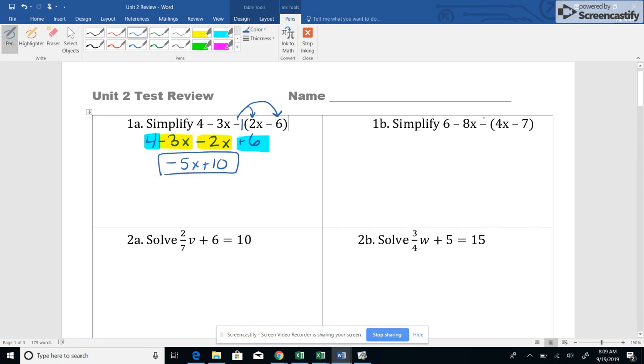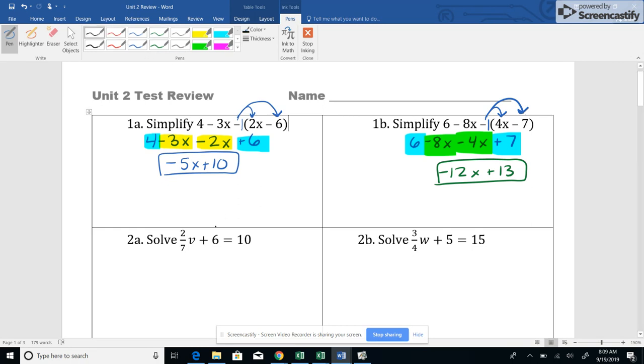Over here on 1b, same thing. I'm going to distribute negative 1. So I have 6 minus 8x. Negative 1 times 4x is minus 4x. Negative 1 times negative 7 is a positive 7. So again, I have my constants that are both positive, and negative 8x minus 4x is negative 12x. 6 plus 7 is 13.